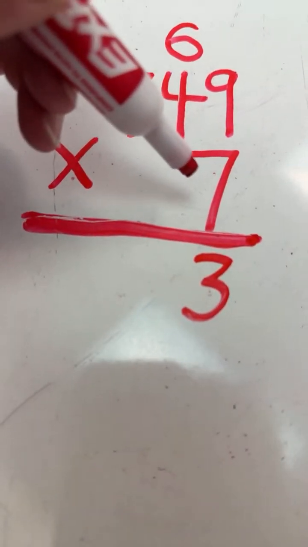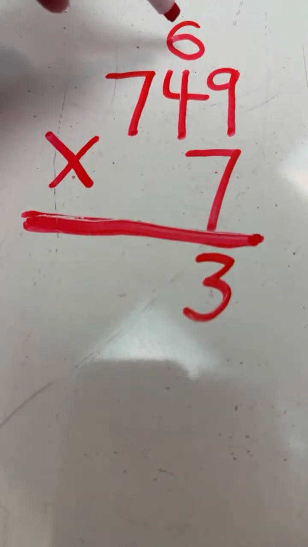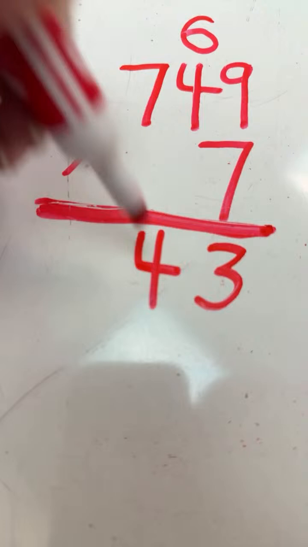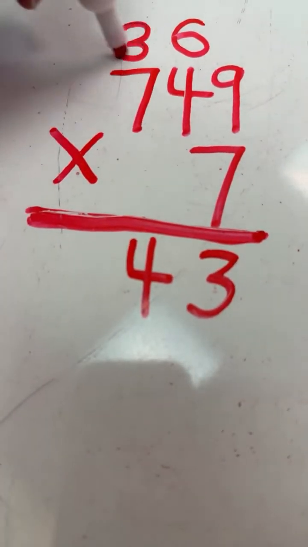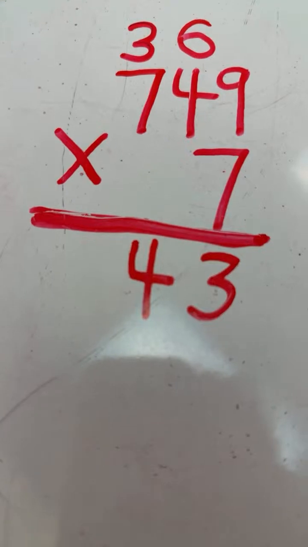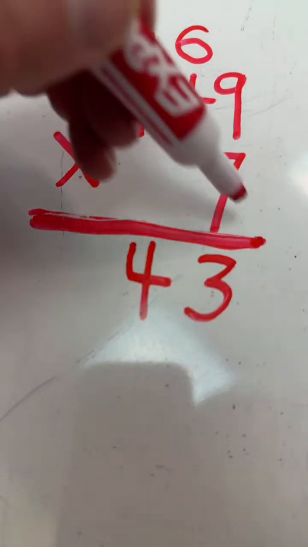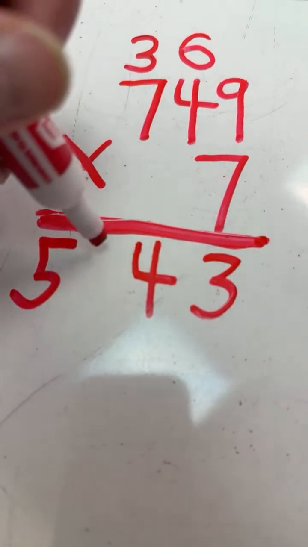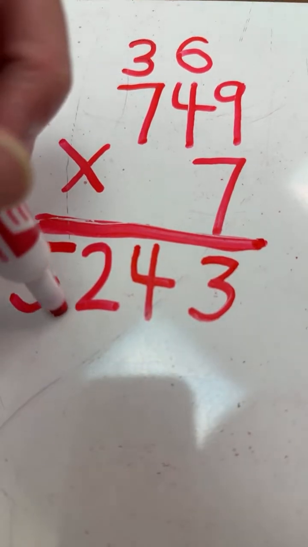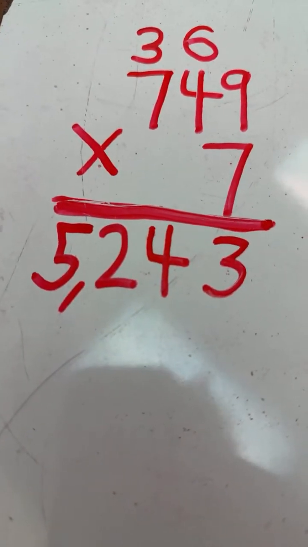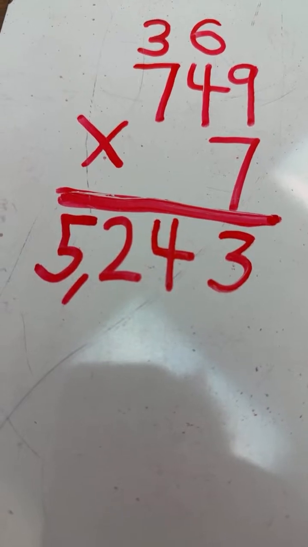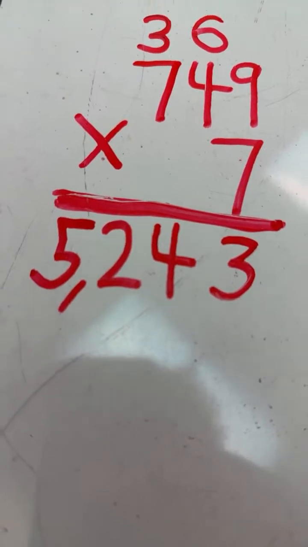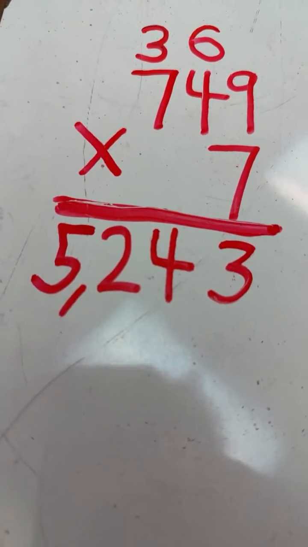4 times 7 equals 28. 28 plus 6 equals 34. So again, regrouping is needed. The 4 in 34 goes in the tens place. The 3 in 34 gets carried over to the hundreds place. 7 times 7 equals 49, plus 3 equals 52. And we have our final answer. 749 times 7 equals 5,243. All right, moving on to the next example problem.